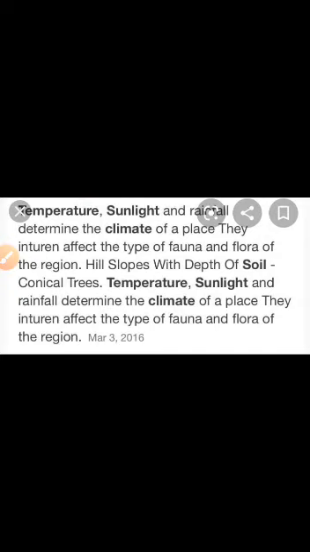Hill slopes with depth of soil have conical trees. Temperature, sunlight and rainfall determine the climate of a place. They in turn affect the type of flora and fauna of the region.